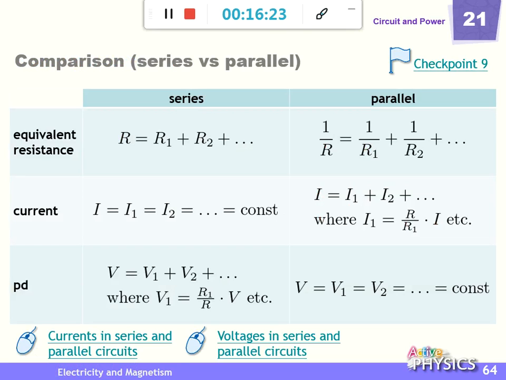Okay, this one is the comparison between series and parallel circuit. Once again, for the series, common current. For the parallel, common voltage.